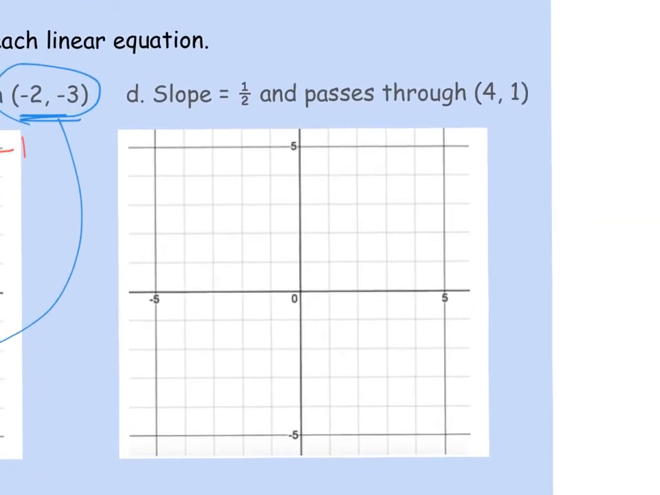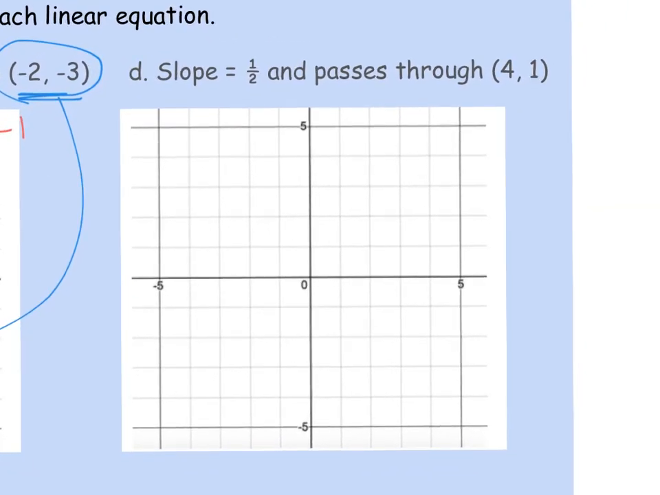Okay, last one, and then I'll let you guys work on your assignment. Graph the point 4, 1, and it has a slope of 1/2. So we're going to graph this point that it passes through first. 1, 2, 3, 4, and then up 1. There's the point 4, 1. So there's a line that goes through that point 4, 1, and it has a slope of 1/2. So that's up 1 over positive 2.